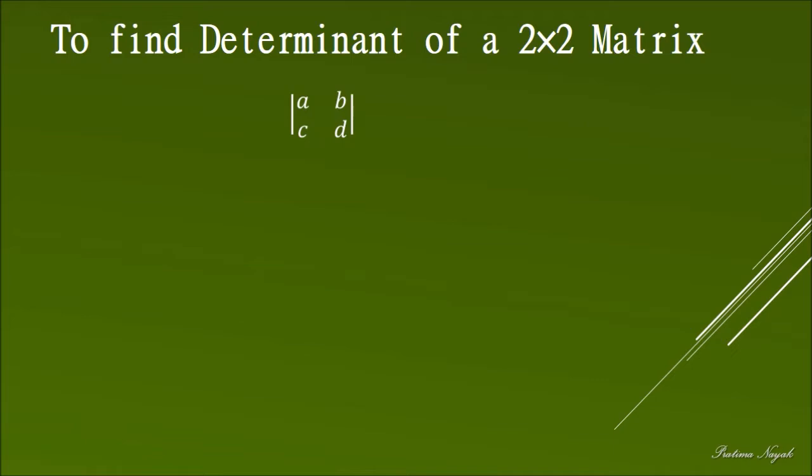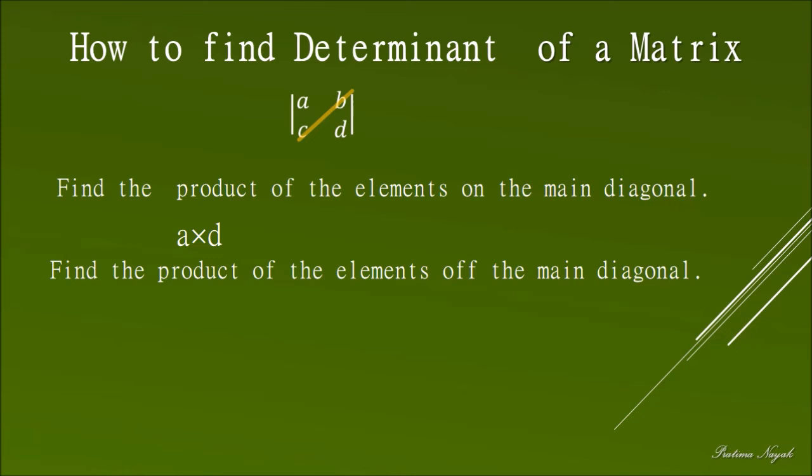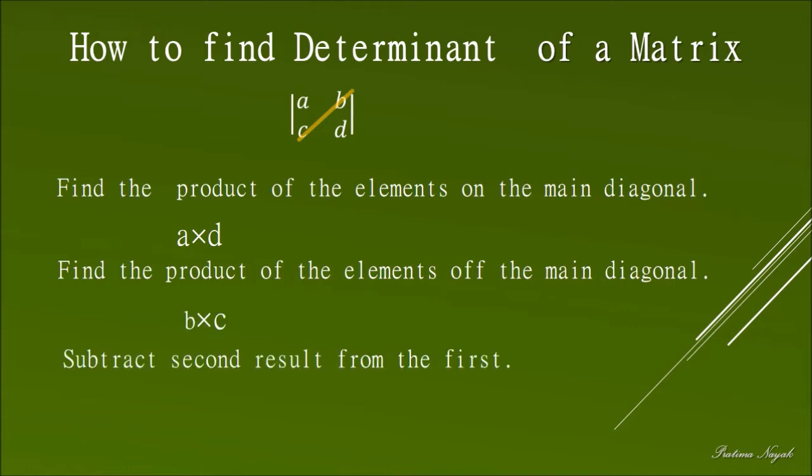So how to find the determinant of 2 by 2 matrix? Find the product of elements on the main diagonal of the matrix. A and D are on the main diagonal as shown in the figure. So it will be the product of A and D. Now find the product of the elements of the other diagonal. This will be the product of B and C. Now subtract the second result from the first and this is the determinant.